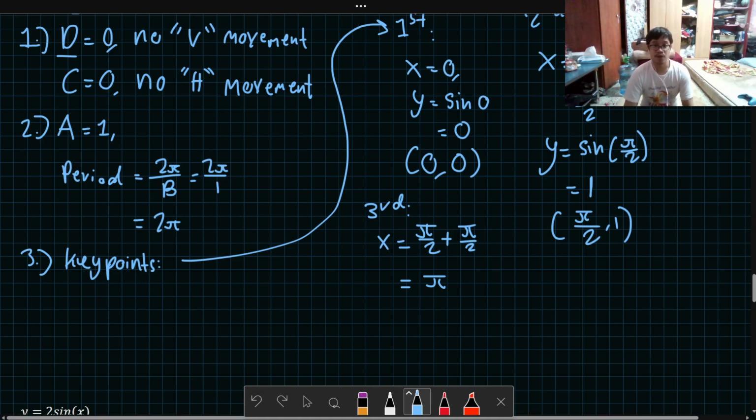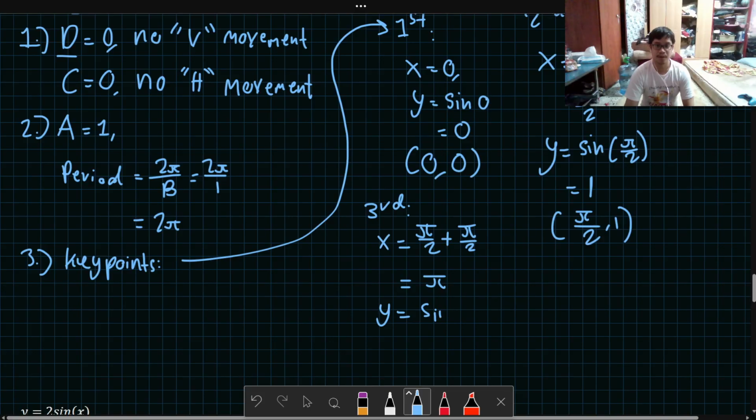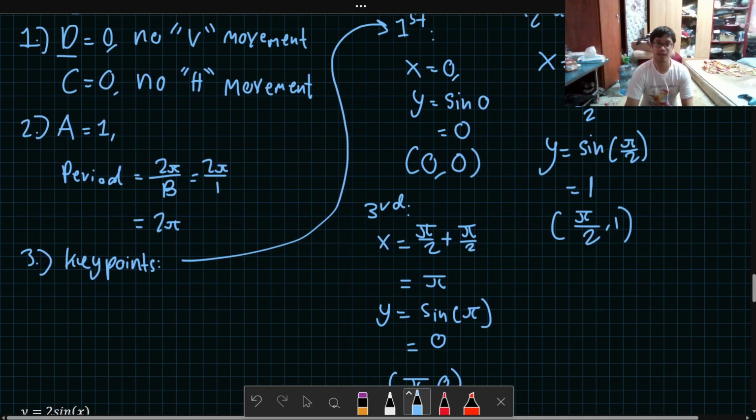Now we're going to substitute that to your y. We substitute pi into your given function, which is sine. So sine of pi, if you use your calculator, is just 0. So you have 0 as a result. Hence, you will get pi, 0. That's the third key point.